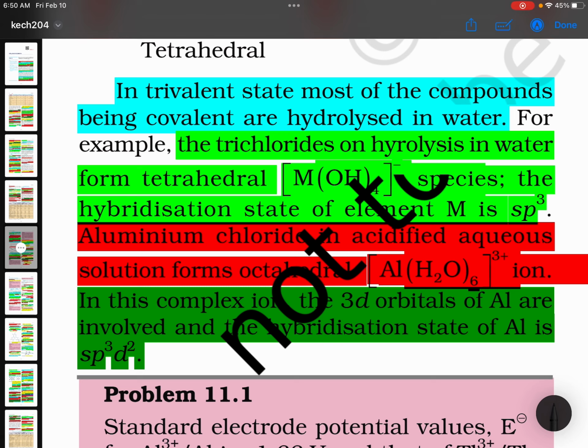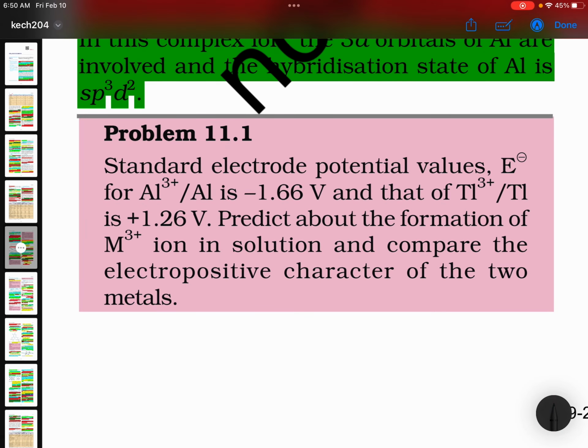Boron can form the [B(OH)4]- type. Aluminum can form the [Al(H2O)6]3+ type. That means it can expand its octet to 6, and sp3d2 hybridization is possible. In text questions also, very important. You just look at this.